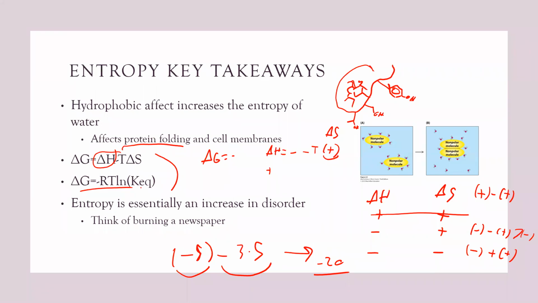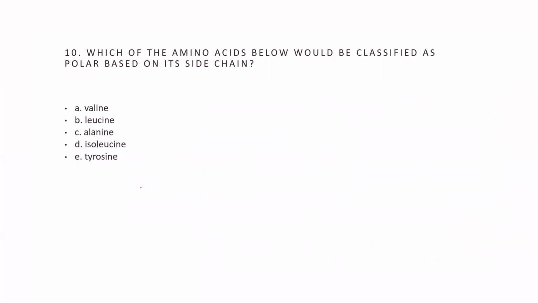Okay, we're gonna move quickly then. All your guys' favorite stuff, amino acids. Which of the amino acids below would be classified as polar based on its side chain? E? Good job, everyone. So let's just draw these really quickly.